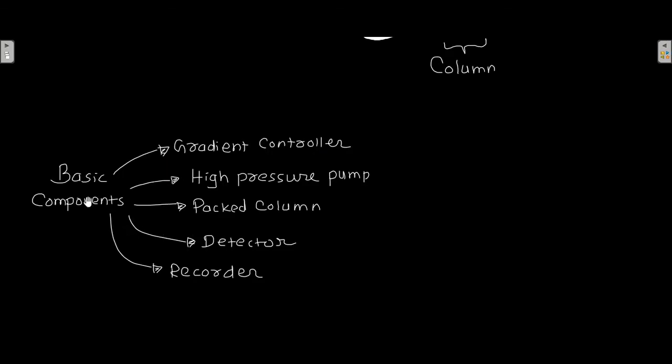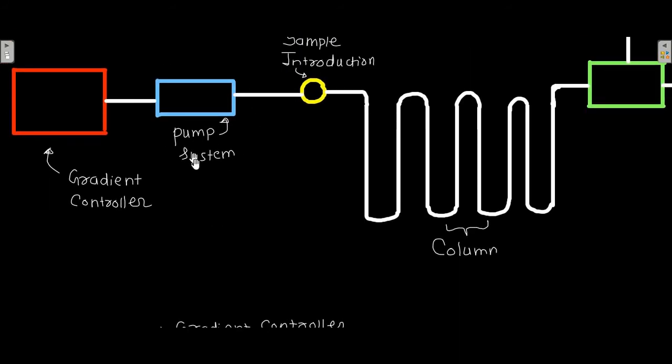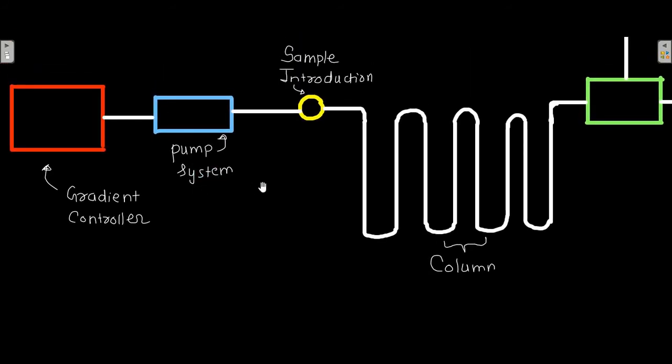Now the basic components here are the gradient controller, then the high pressure pump, then the packed column, detector, and recorder. Okay, so this is the thing that separates the HPLC from other chromatographic systems, that is a pump system which pumps the mobile phase through the column at high pressure.